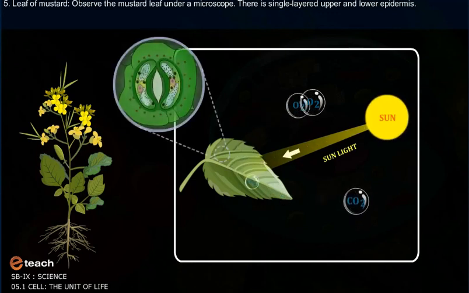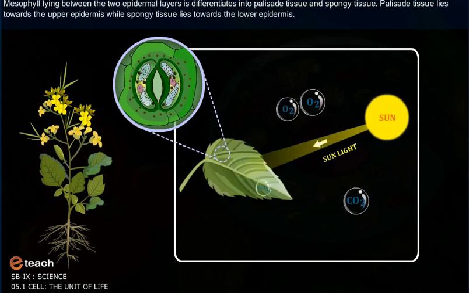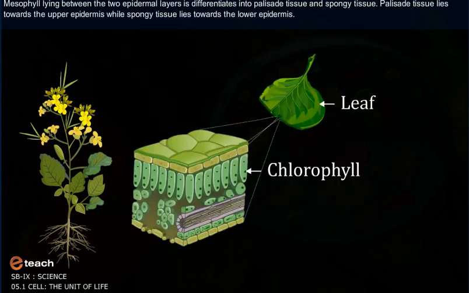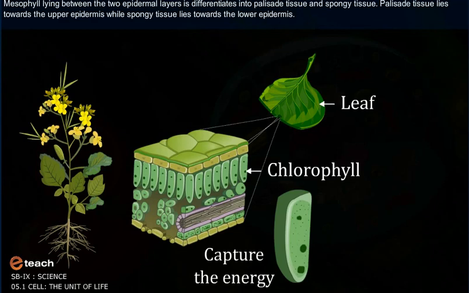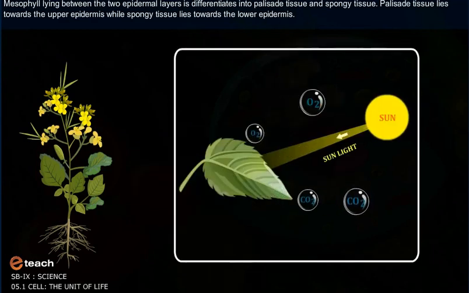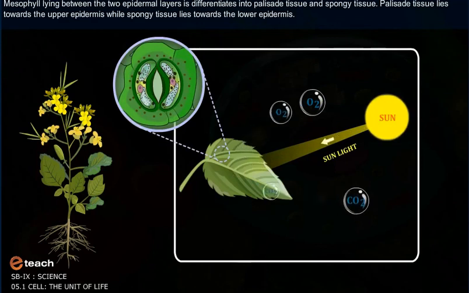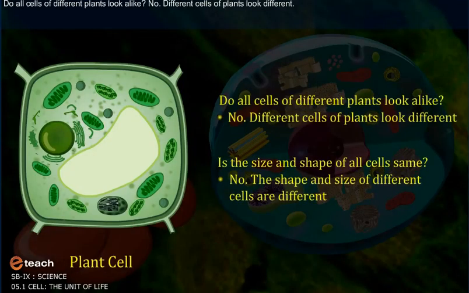Leaf of mustard. Observe the mustard leaf under a microscope. There is single-layered upper and lower epidermis. Mesophyll lying between the two epidermal layers is differentiated into palisade tissue and spongy tissue. Palisade tissue lies towards the upper epidermis while spongy tissue lies towards the lower epidermis.